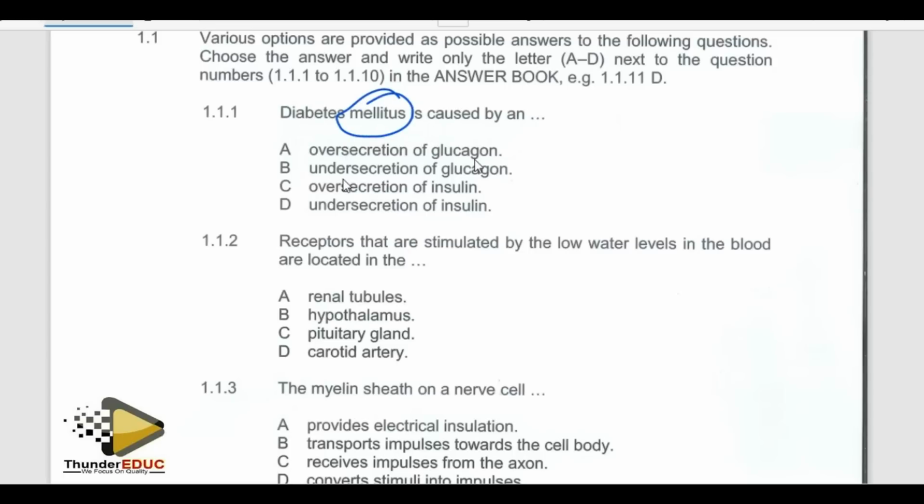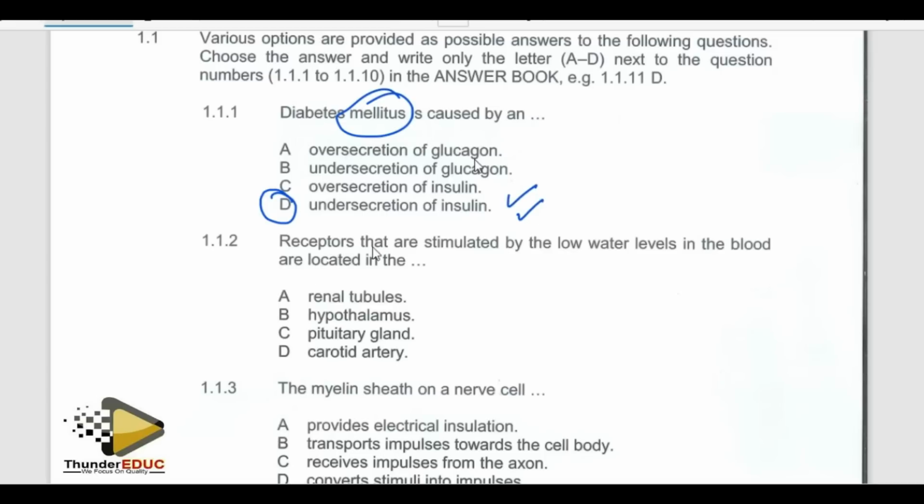It is caused by, number 1, they are saying, over secretion of glucagon. No, under secretion of glucagon. Then over secretion of insulin, and then under secretion of insulin. Yes, the best answer is the under secretion of insulin, because this diabetes is what you usually call sugar diabetes, meaning that the excess glucose cannot be converted to glycogen by the liver. So it means that you have too much sugar in the body, and then you end up suffering from this condition called diabetes mellitus. So the answer is D. So you are expected to have 2 marks there.